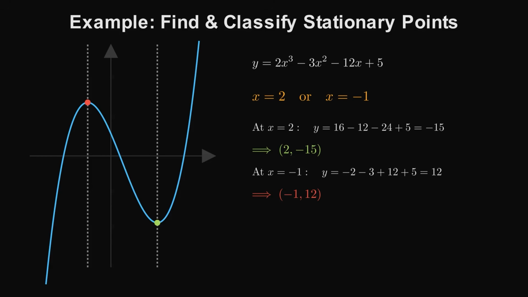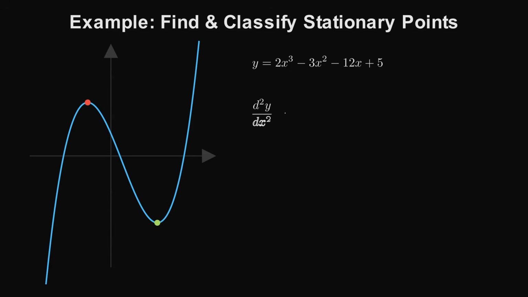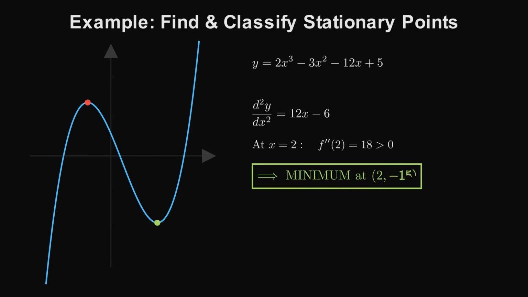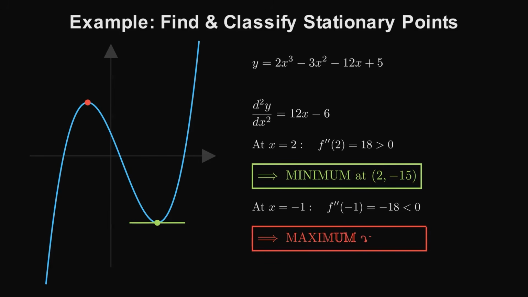So how do we do this? Well, that's the second derivative test, remember? Because now what we're going to say is, d^2y/dx^2 = 12x - 6, which means that at x = 2, f''(2) = 18, which is greater than 0, so therefore we have a minimum. Meanwhile, at x = -1, f''(-1) = -18. Obviously, it's smaller than 0, which means we have a maximum.